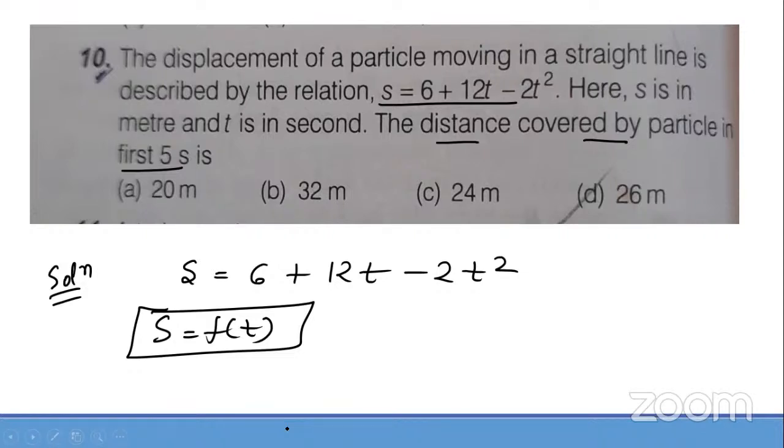Use your mind, students. Use your mind. The time has already started. Okay, 25 seconds went.